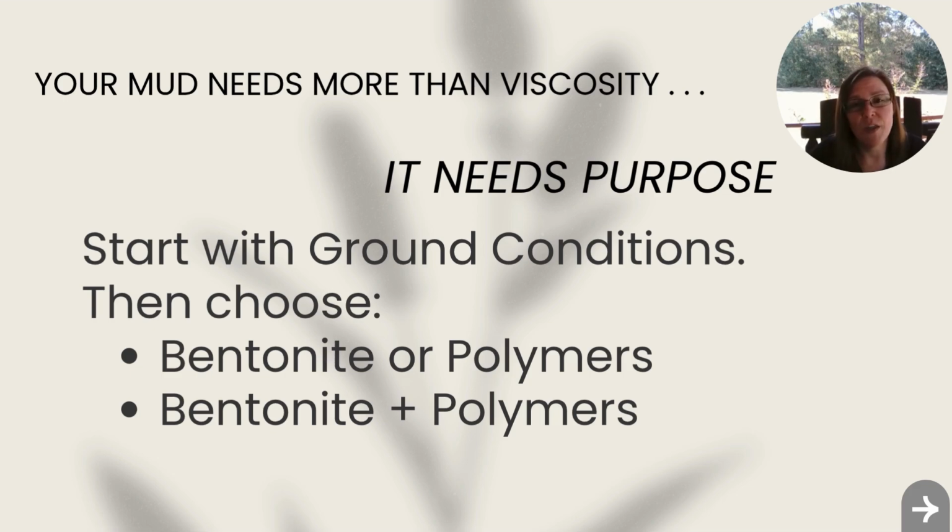Always start with what soils you're going through. The ground conditions should be driving the mud that you are going to build, meaning the properties you need to build, which are the products you will select to build those properties. So that helps you decide, do I need bentonite and polymers together? Or do I need bentonite or polymers? Well, I'm going to tell you, it's probably not going to be bentonite or polymers for me. It's going to be bentonite and polymers, because there's usually a lot more properties I need to build in there that one product type is not going to give me.